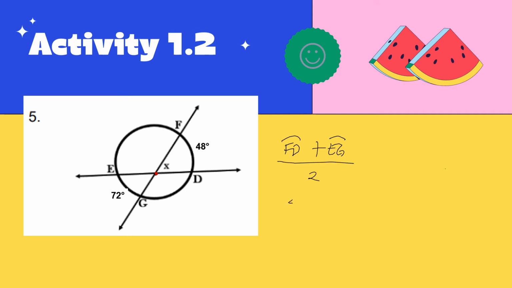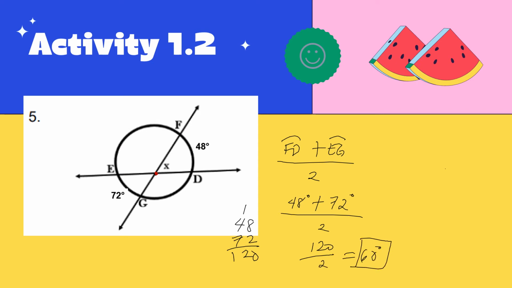Arc FD is 48 degrees. Arc EG is 72 degrees, divided by 2. So, 48 plus 72 is 120 degrees. 120 divided by 2 is 60 degrees. That's it. Therefore, angle X is 60 degrees. Okay, now let's proceed with activity 2.1.